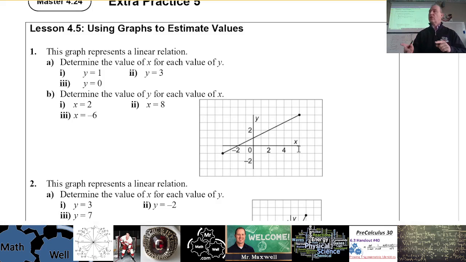But what you should do to show your work on a test, exam, or assignment like this is show on the graph where your solutions are. So just little pencil marks. I'll show you exactly how to do this.